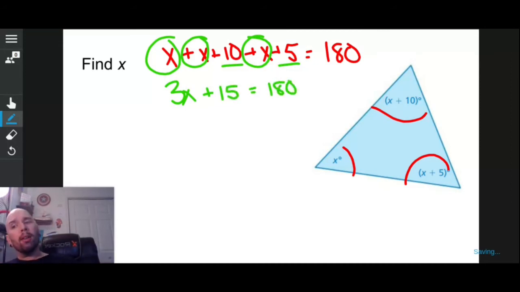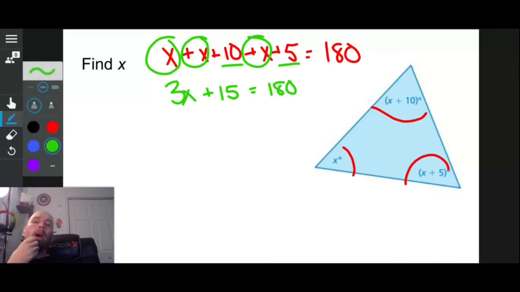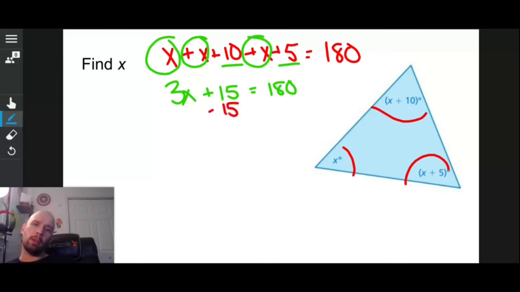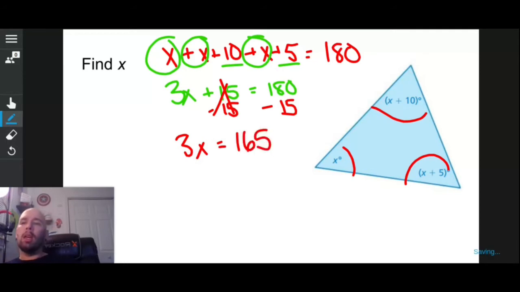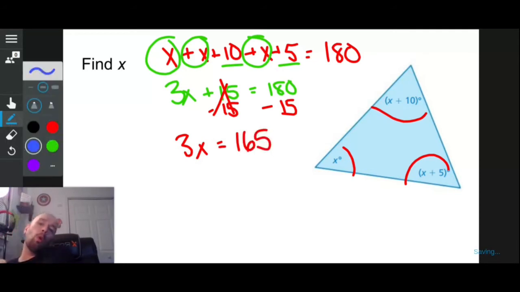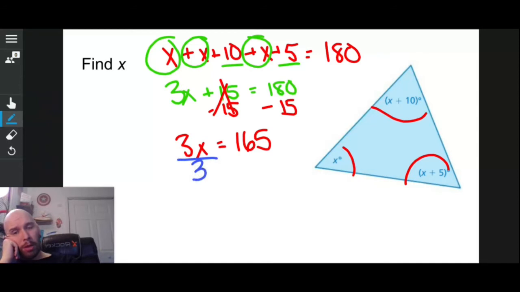Is x all by itself? No. What's in the way? Well, I have 15 floating around, so let's get rid of that first. So minus 15 from both sides. Cross you out. 3x is going to equal 165. Is x all by itself now? No. What's in the way? 3. How is 3 in the way? Well, it's being multiplied to x, so I have to divide everything by 3. So divide by 3, divide by 3. Cross you out. I believe that's 55 degrees.